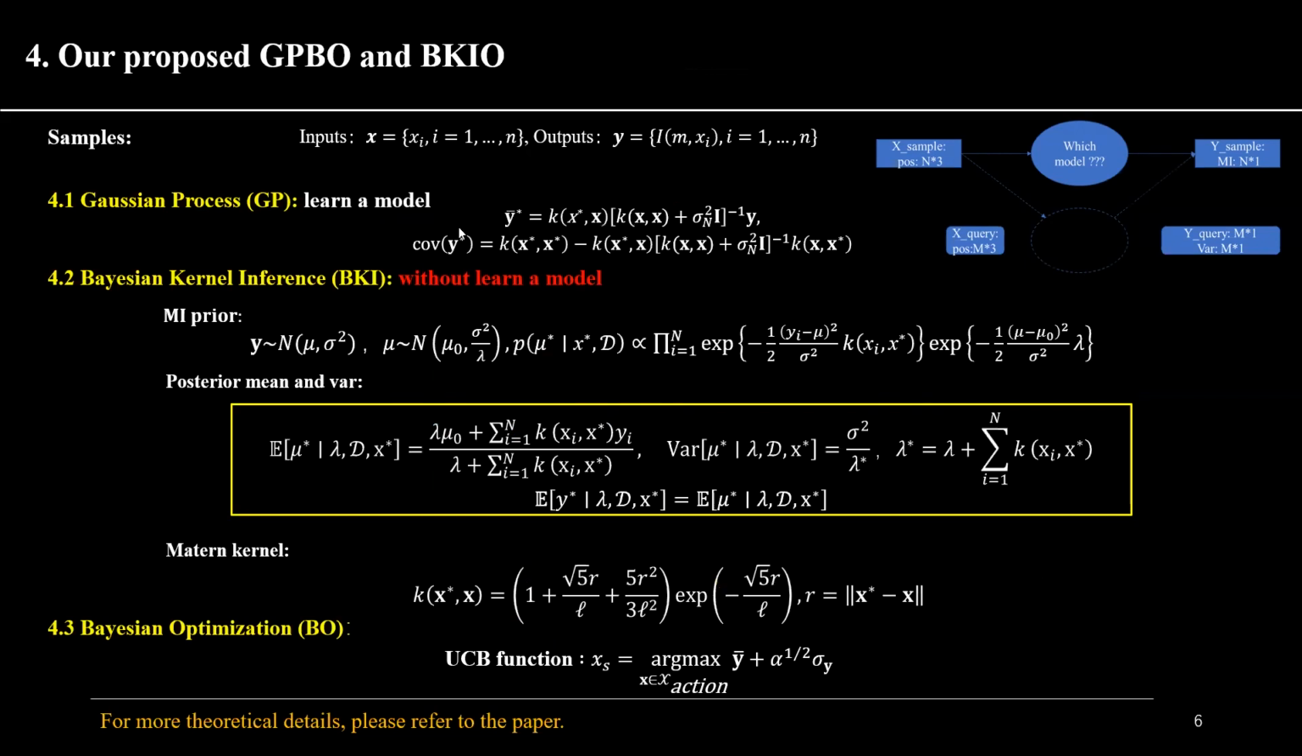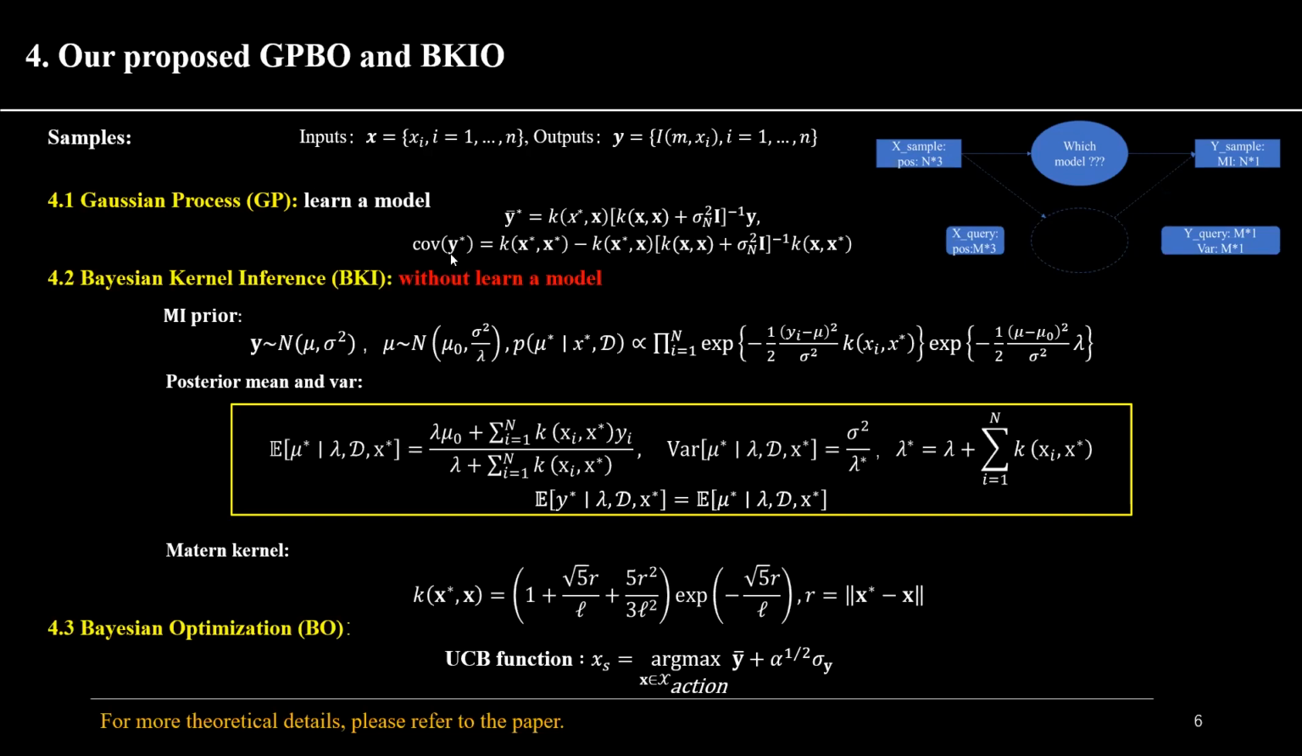GPBO aims to learn a surrogate model for the latent relationship between candidate actions and their MI values. Now we have a training input representing the robot action and a training output representing the MI value. In GPBO, the CRMI of the querying actions can be inferred by the Gaussian process regression. The prediction results include the mean and variance of CRMI.